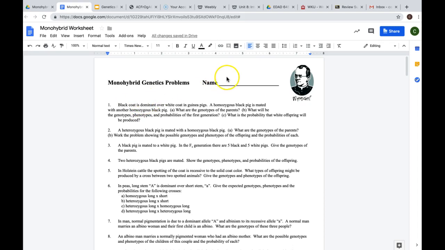So I'll go ahead and put my name here, just to remind you about what we're doing here. I'm going to make this a little bit smaller, maybe even the smallest. Just like that. Okay, it says a black coat is dominant over white coat in guinea pigs.